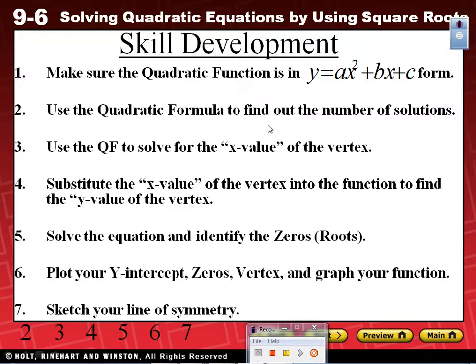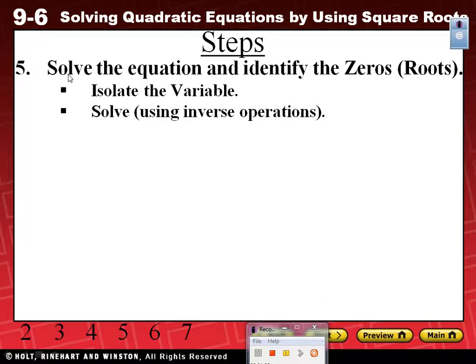And we already know how to graph by using the vertex. Remember that? We identify the y-intercept and the x-intercept, which are our zeros. We graph all that, and we sketch the line of symmetry. However, today we're going to focus on step 5. So I want you to write step 5 on your paper. Step 5: Solve the equation and identify the zeros, which are the roots, or the x-intercepts.